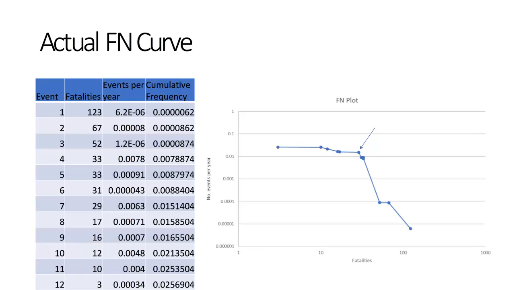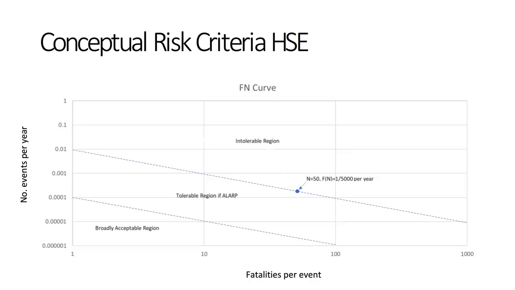The trick that remains is to define the boundaries between broadly acceptable and tolerable risks, and then the boundary between tolerable and unacceptable risks. Calculating a complete FN curve is very resource intensive, and it can be expensive as it requires analysis of all potential major accident scenarios. Criterion lines on FN plots have been suggested as a means to define risk zones or categories.